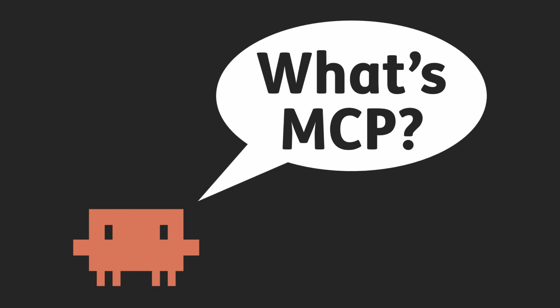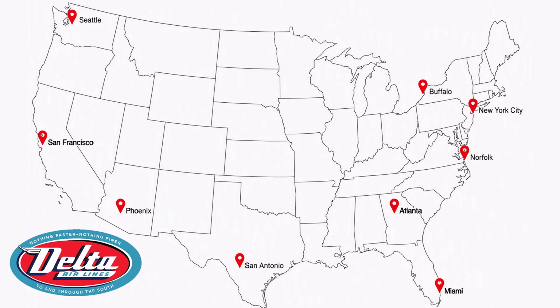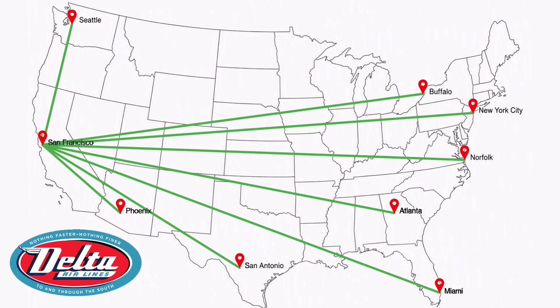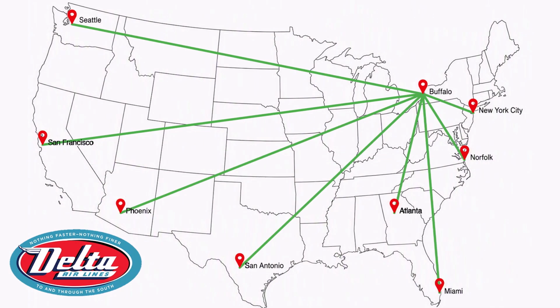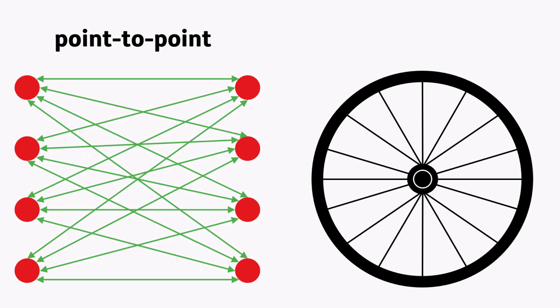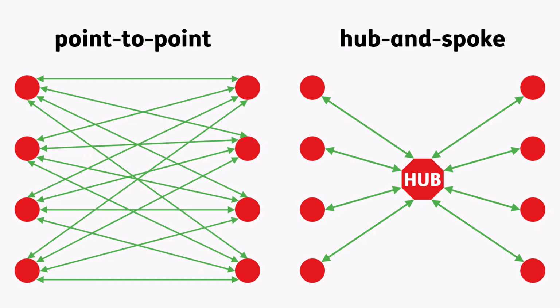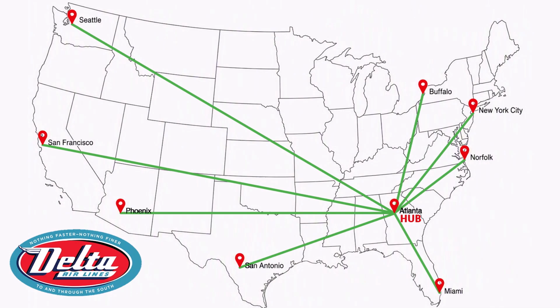The foundation of one solution often inspires another. For example, Delta expanded during the jet age as flying became more comfortable. But direct flights between every city often meant half-empty airplanes. The old point-to-point approach wasn't working, so Delta drew inspiration from a wheel and simplified its network with a hub and spoke model. Delta chose Atlanta as its central hub.